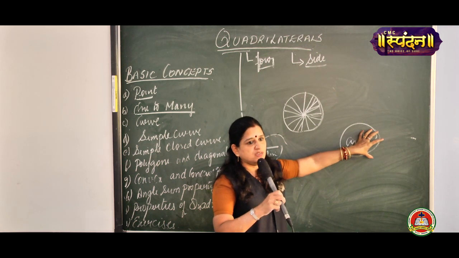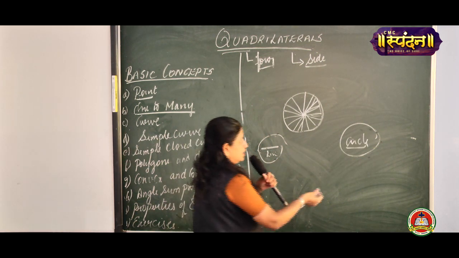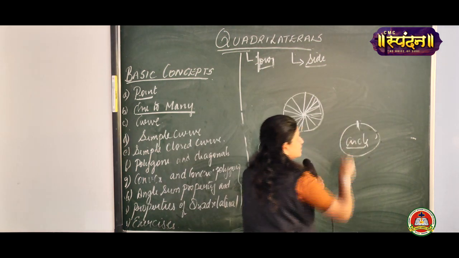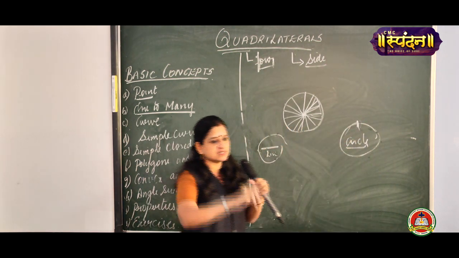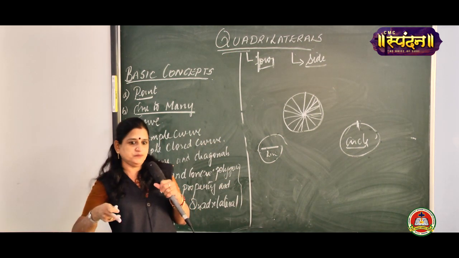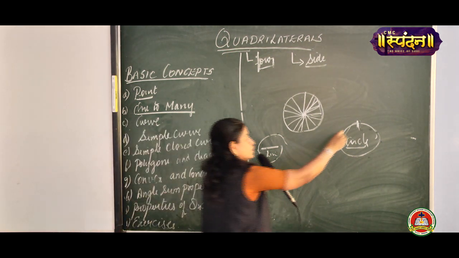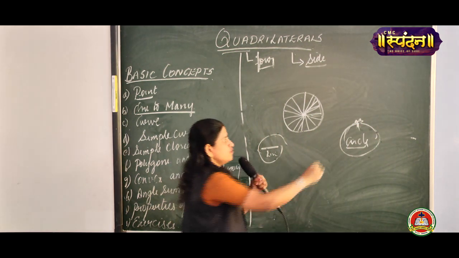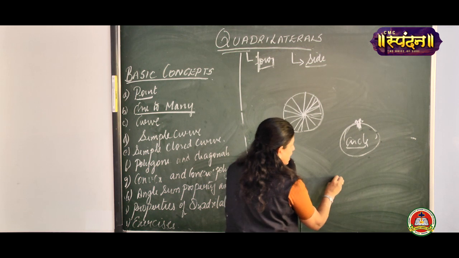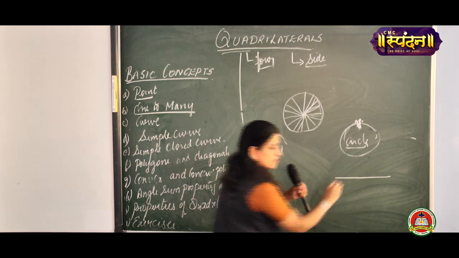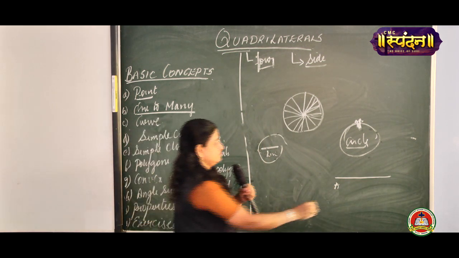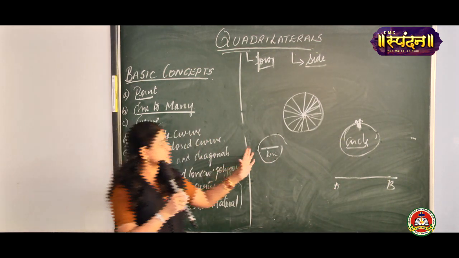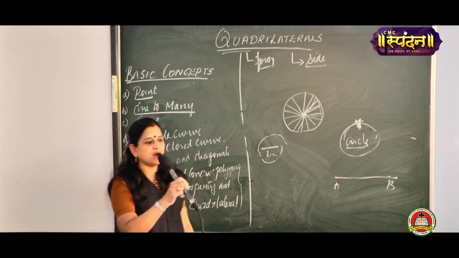Got it, all of you? Now, one more thing: one to many is also a reverse process. Suppose you assume this circle is made up of a rope. If you cut this rope, assume these 2 points as A and B, after cutting this rope, what do you get? Again the line segment. Yes. So what do you understand? This is the concept of one to many.